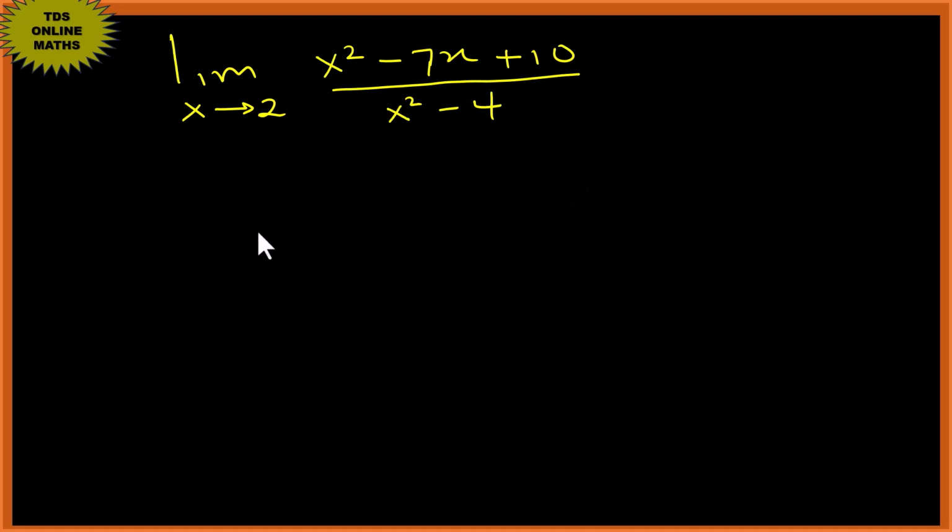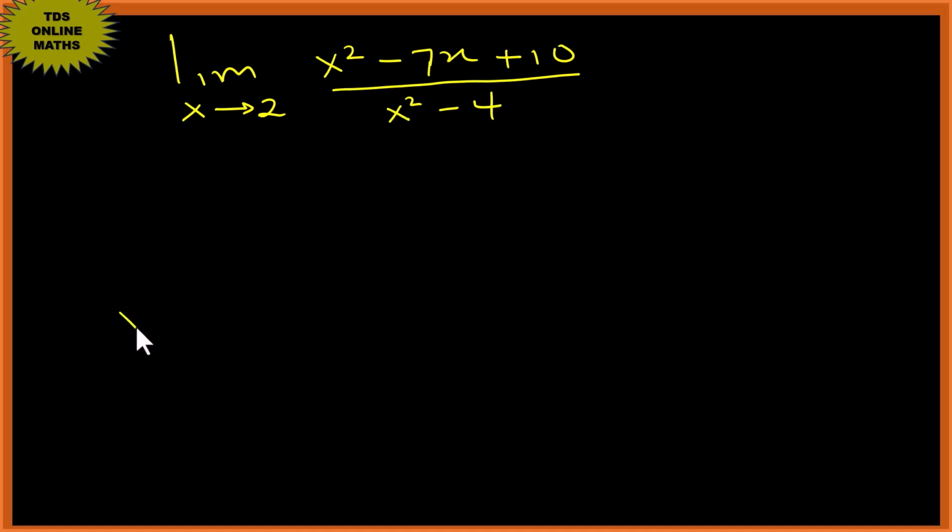All right, let's evaluate this limit. Now let's reduce the numerator and the denominator, because if I plug in 2 here, this side will be 0. The numerator is a quadratic expression, so let's see how to reduce it.